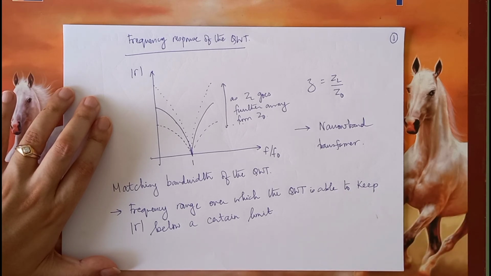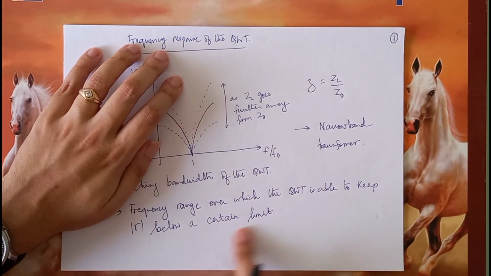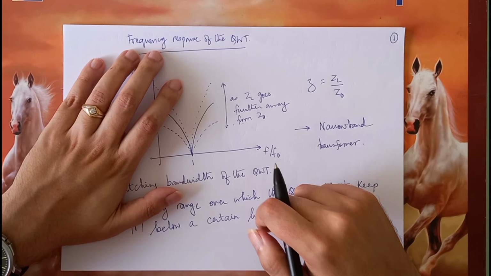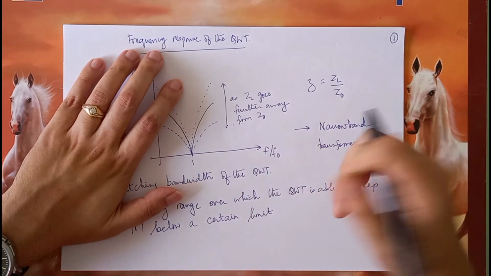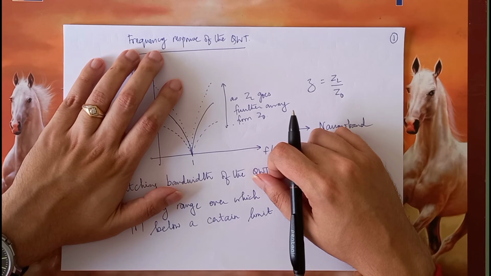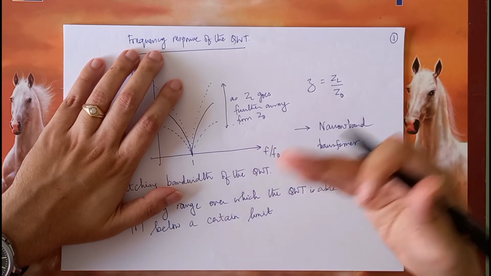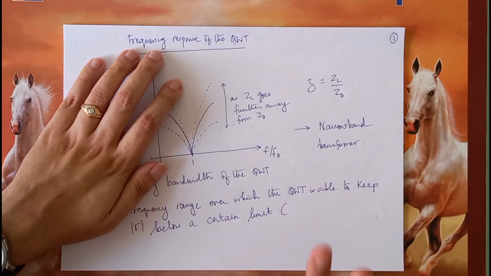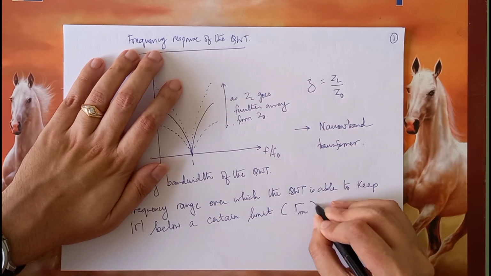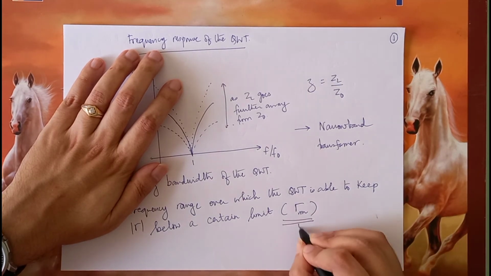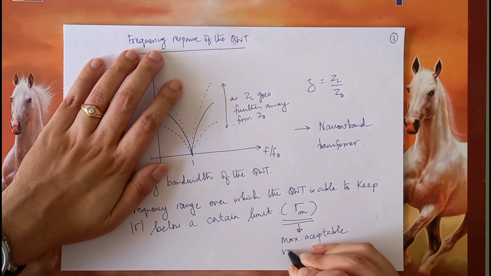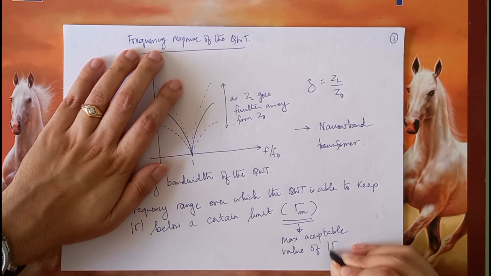So the certain limit is something that we can decide. There may be applications where this limit has to be very, very low. There are applications where the limit can be very high. So let us say for active circuits, the limit can be on the higher side, but for passive circuits, antennas, the limit can be a little low. So whatever the limit is, let us call that the maximum acceptable value of mod gamma, or gamma suffix m.